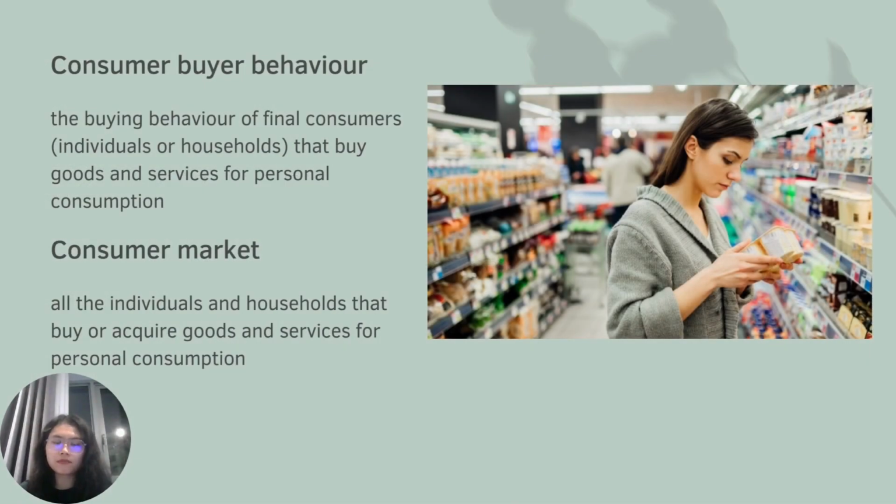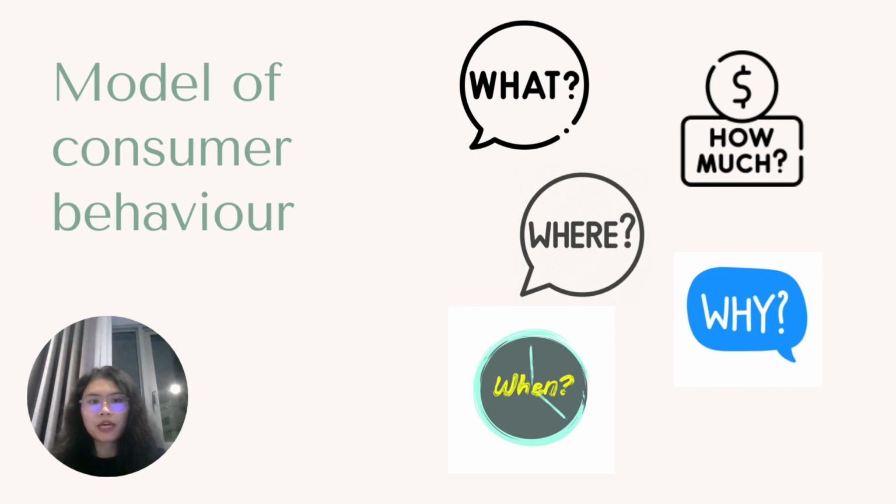First, I will talk about consumer buyer behavior and consumer market. Consumer buyer behavior is the buying behavior of final consumers, which is individual or household, that buy goods and services for personal consumption. Second, consumer market is where individuals and households buy or acquire goods and services for personal consumption. So with that knowledge, we can begin with the model of consumer behavior.